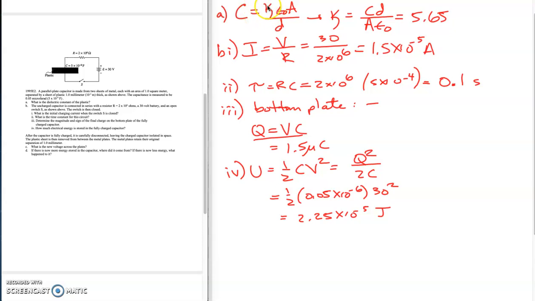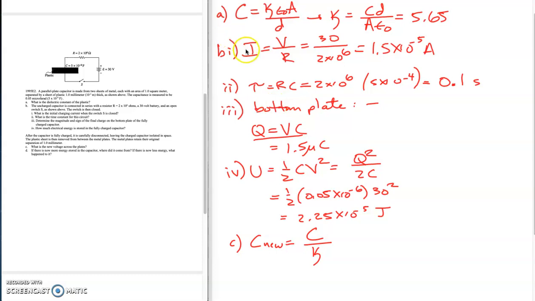So you go back to part A, we're now going to be removing the capacitor, not the capacitor, the dielectric. We're going to be removing that kappa. So for part C, our C new is going to be the original capacitance, but with the dielectric removed. So the new capacitance is going to be divided by that kappa, which we found to be 5.65.